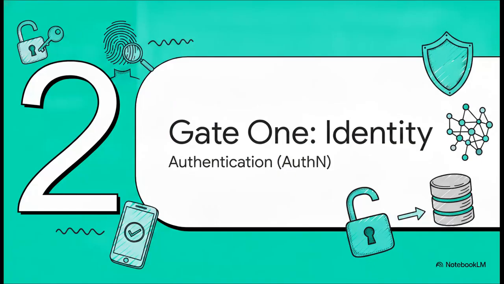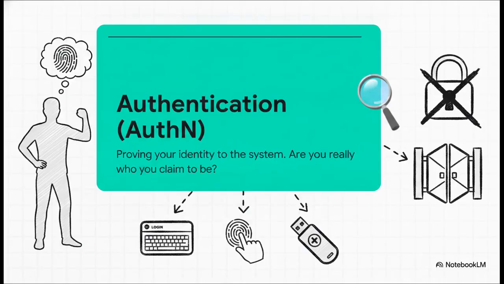Moving on to Section 2, Gate 1, identity. So, authentication is simply the process of proving your identity to a system. The system is essentially asking, are you really who you claim to be? The key word here is identity. It answers exactly one question: is this user who they actually say they are?